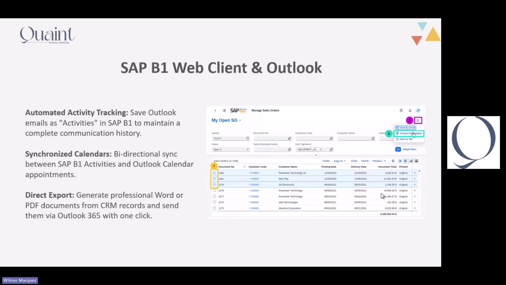So let's say you receive customers' emails or you send emails out. You want those activities to be recorded as emails through specific opportunities or specific business partners. That is also an option. It synchronizes your calendar. There's a direct export as well. It's a seamless communication among these apps and Web Client or SAP Business One in general.